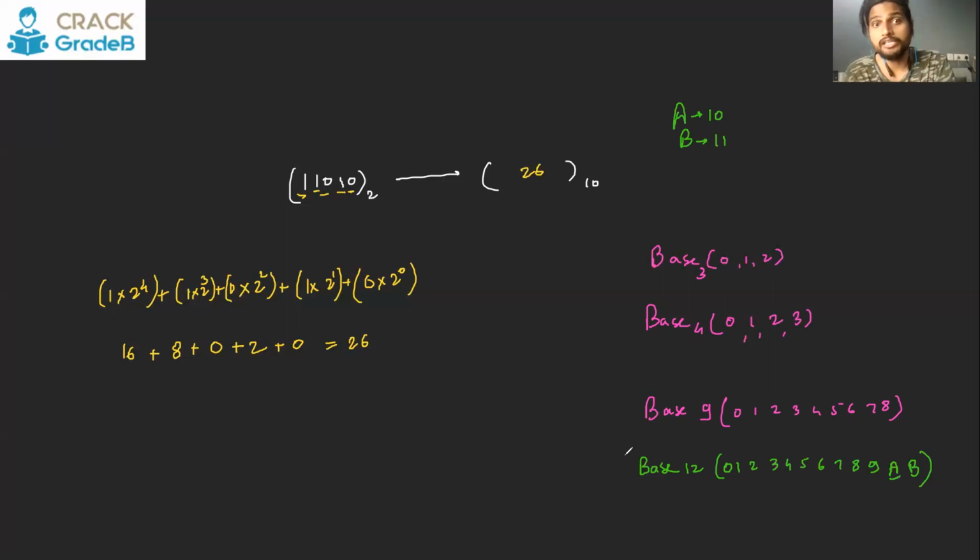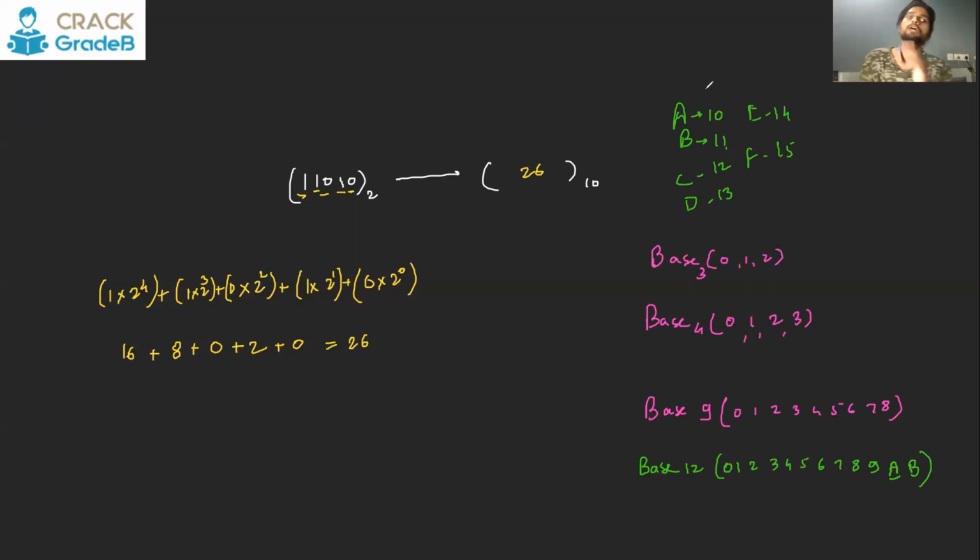There can be base 16, hexadecimal system, dodecadecimal system like this one. So if the base is 16, there will be 16 symbols. So after 9, for 10, you have to use A. For 11, you have to use B. For 12, you have to use C. For 13, you have to use D. For 14, you have to use E. And for 15, you have to use F. So the hexadecimal system will have symbols up to F.